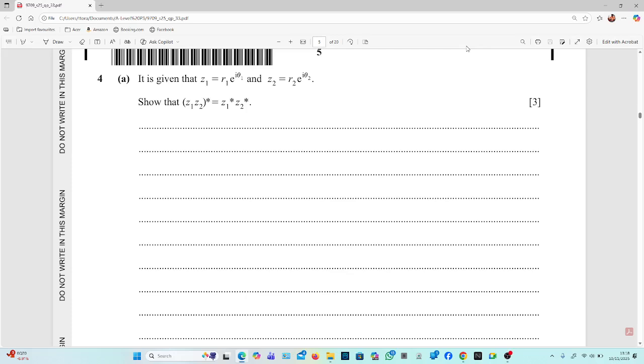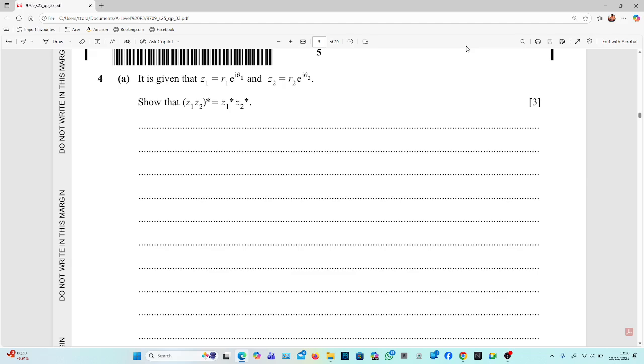Okay, question number 4, part A. It is given that Z1 is equal to R1 e to the I theta 1 and Z2 is equal to R2 e to the I theta 2. We need to show that the conjugate of Z1 times Z2 is going to be equal to the conjugate of Z1 times the conjugate of Z2.